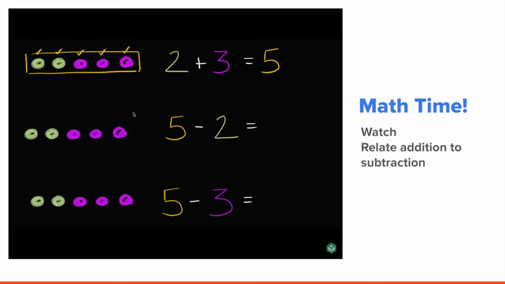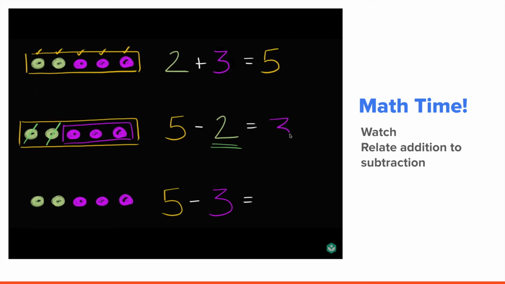Now, what if we did something a little different? Let's start with the 5 balls, and you can count them again. 1, 2, 3, 4, 5. And now let's take away 2. Let's subtract 2 of these balls. So let's take away 1 and 2. Well, then what are we left with? Well, then we are left with 1, 2, 3 balls.